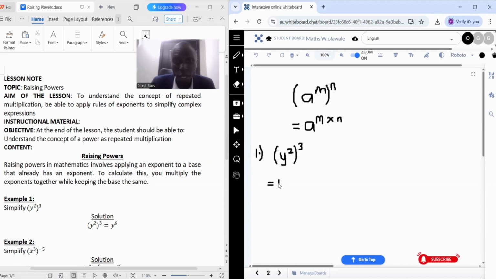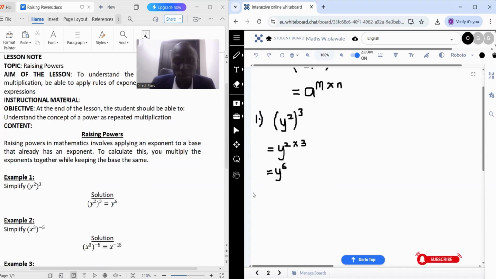So we can have this to be y raised to power 2 multiplied by 3. Then we can have this to be y, 2 times 3, we're going to have this to be 6. So we have y raised to power 6.